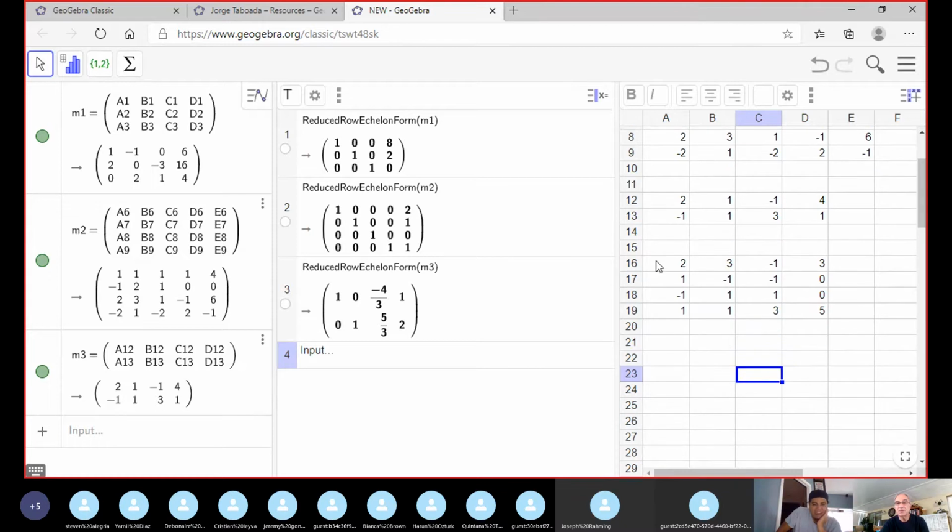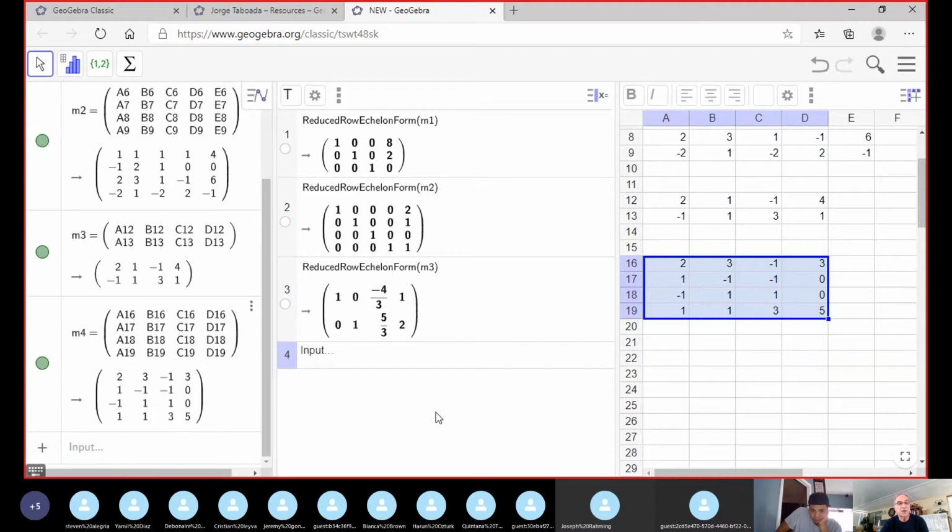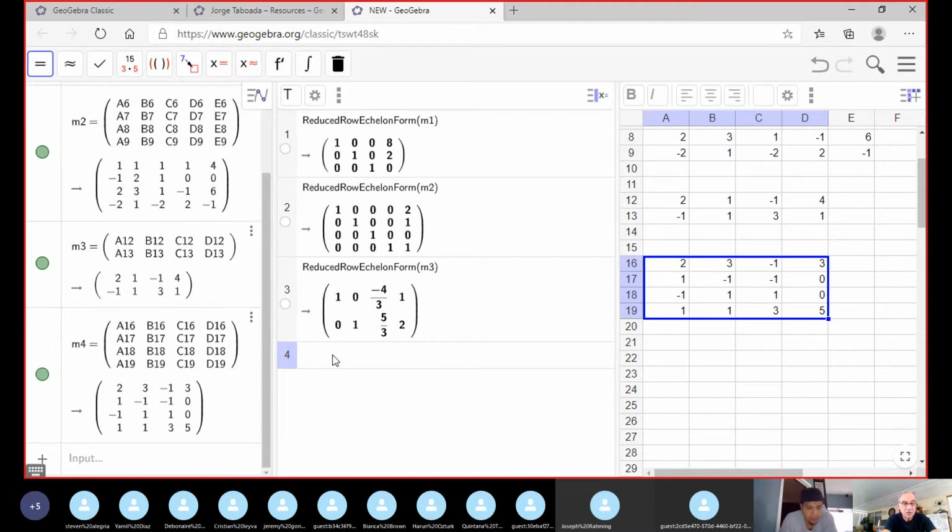Okay. Now create the matrix. Select everything, right click, create matrix. I have it here. Now reduced echelon, RED. And 4 is the name, exactly the same number as the example. Example 4, matrix 4.